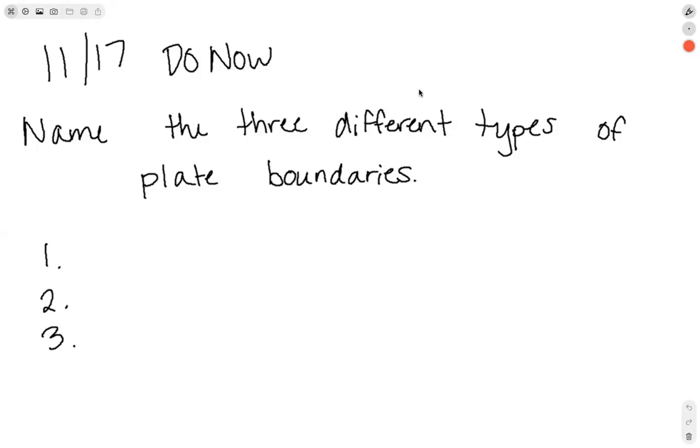Y'all can start taking a look at the do now. We'll go over it in a second, but we're going to wait a little while to make sure other people don't join.